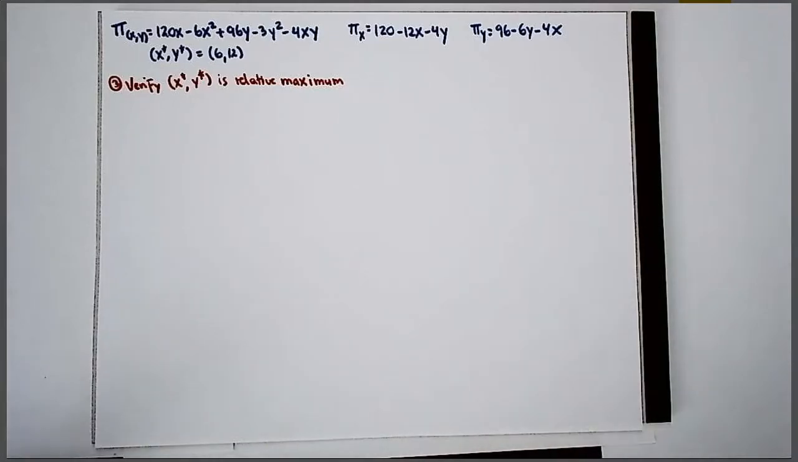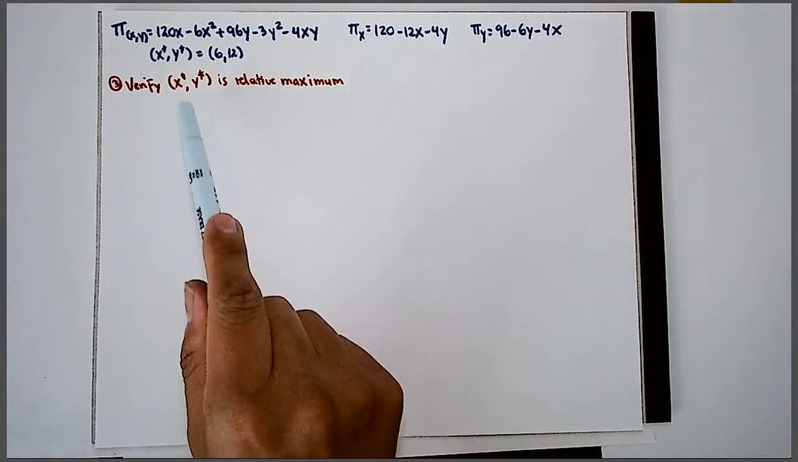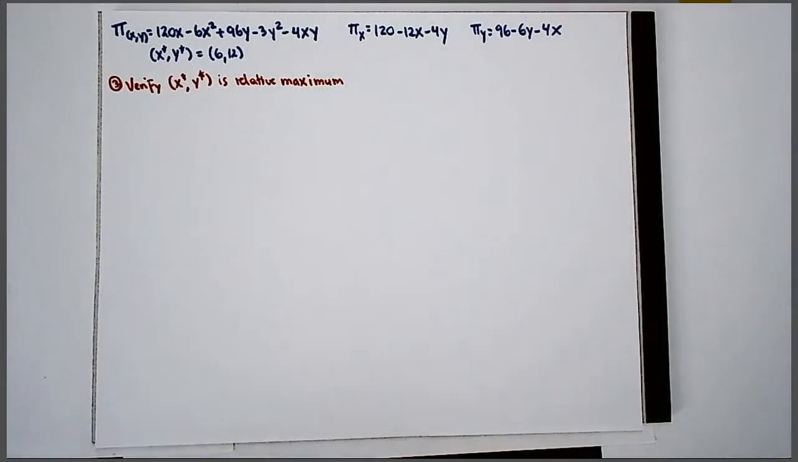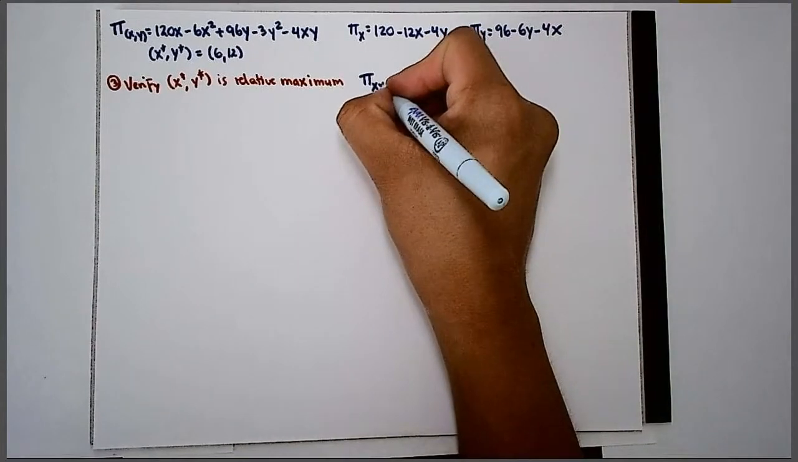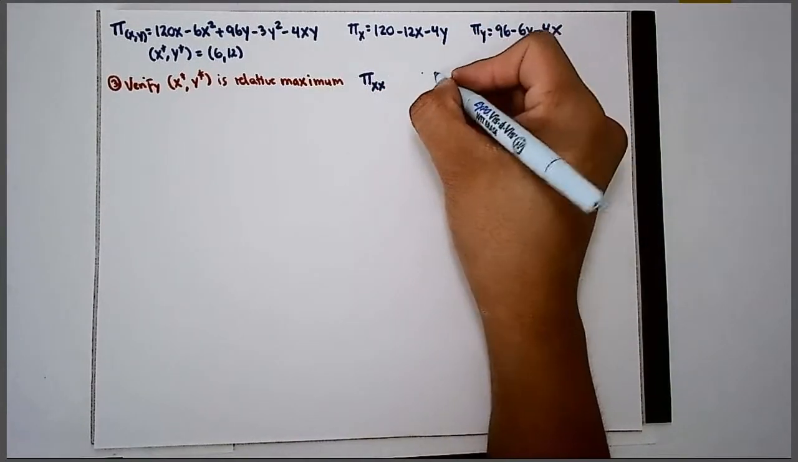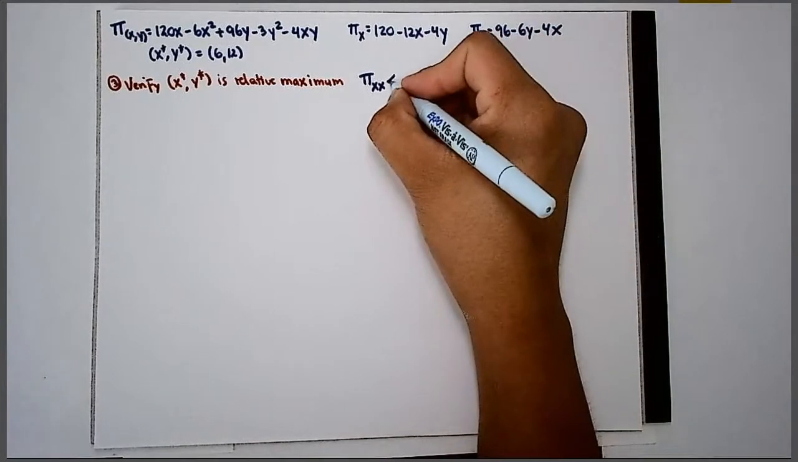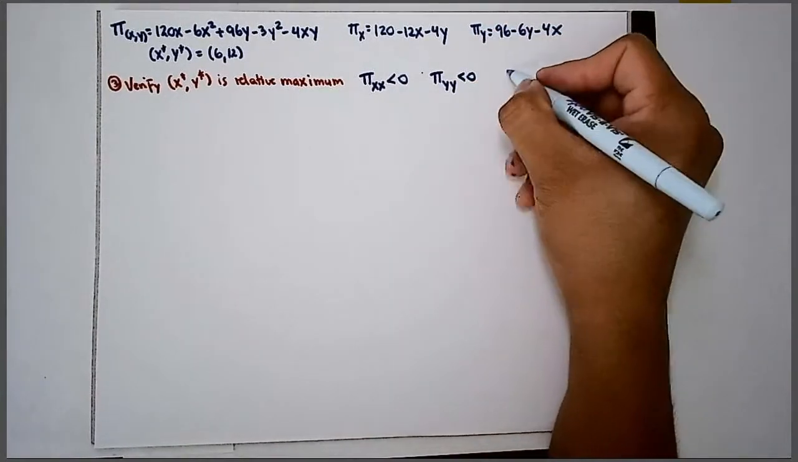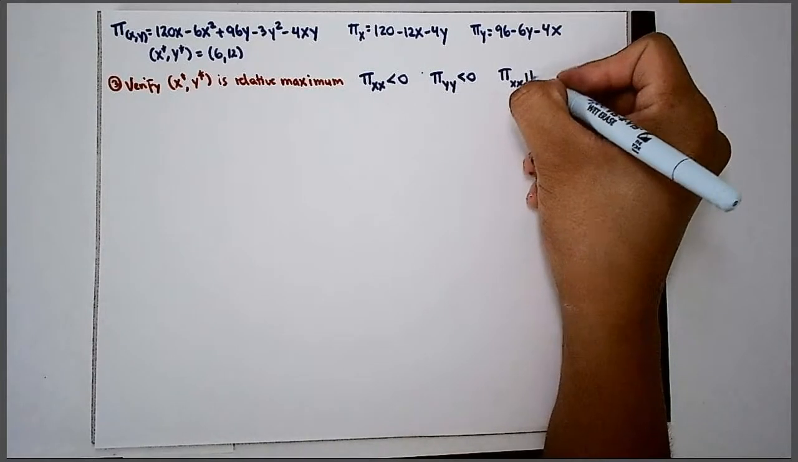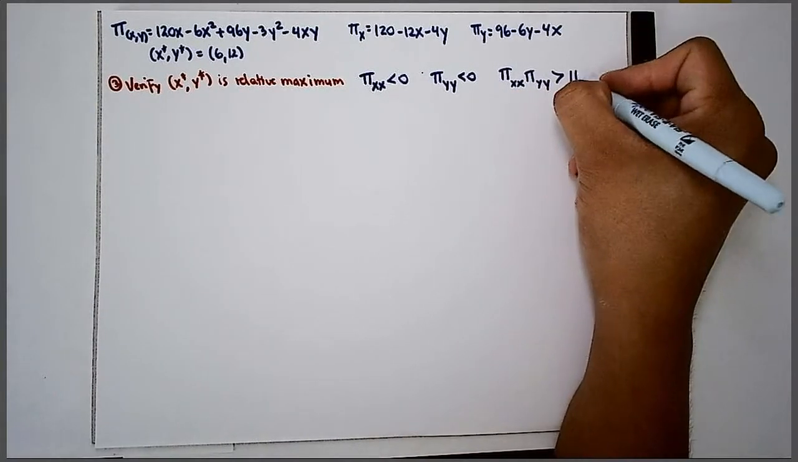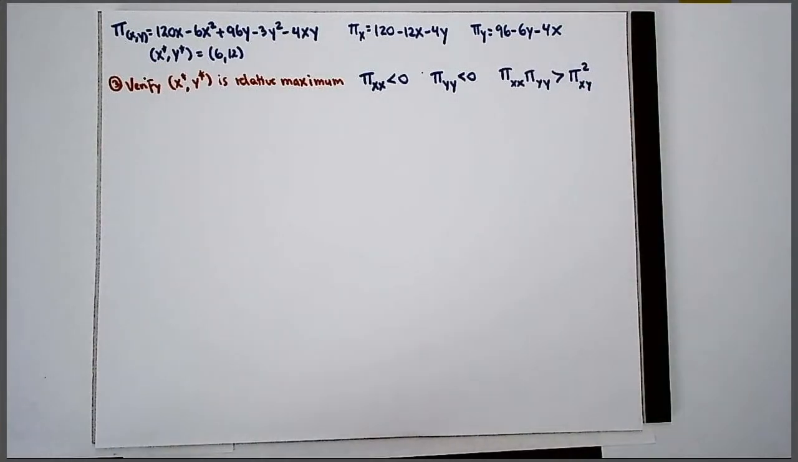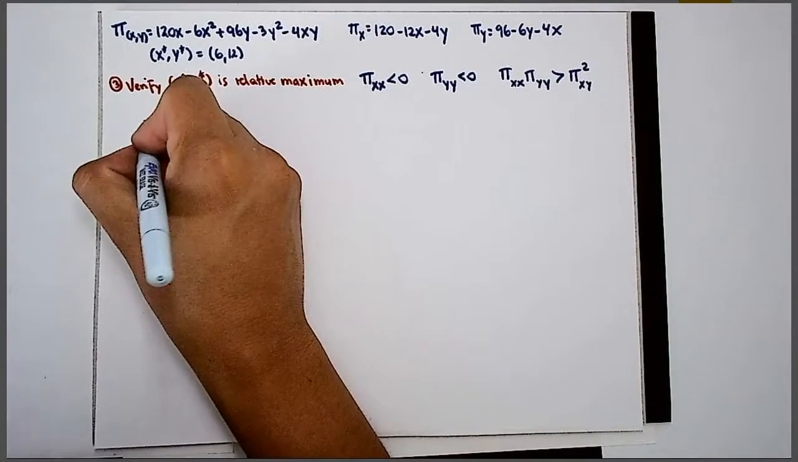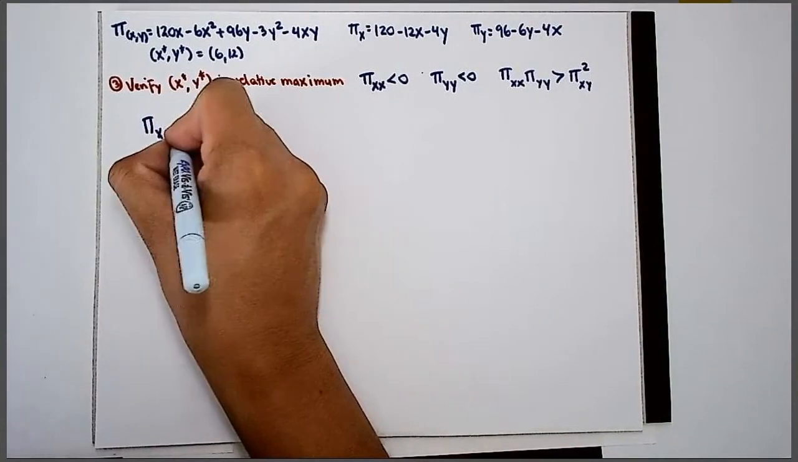In our third step, we need to verify that the point (x, y) is a relative maximum. And remember, we need to ensure that the second partial derivatives with respect to x and with respect to y both have to be less than 0, and the Hessian condition needs to be satisfied. So let's start by finding the second partial with respect to x.